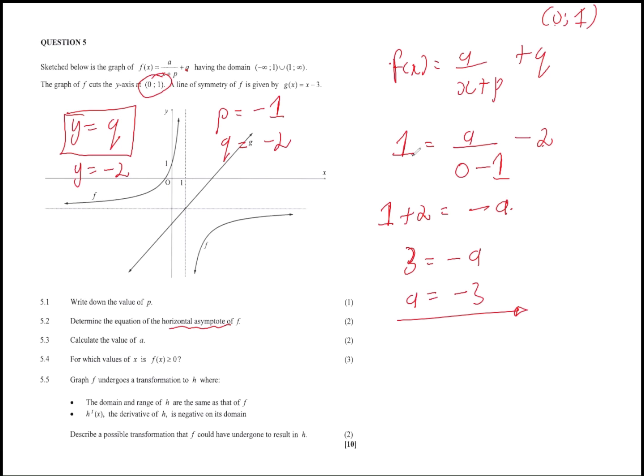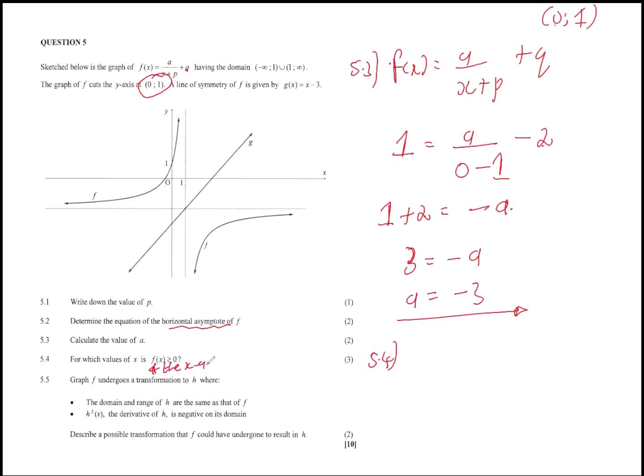Right, now 5.4, so this was 5.3. 5.4 says, for which value of x is f of x greater or equal to 0? Now let's interpret this. What does this mean? It means, where is our graph of f at the x-axis or above the x-axis. So the meaning of this is we are looking for where the graph of f is exactly at the x-axis or above the x-axis.